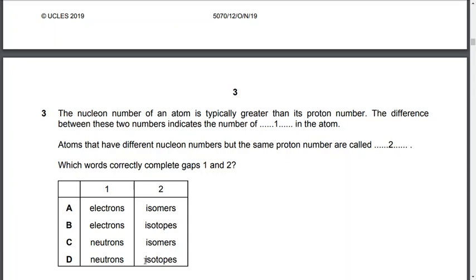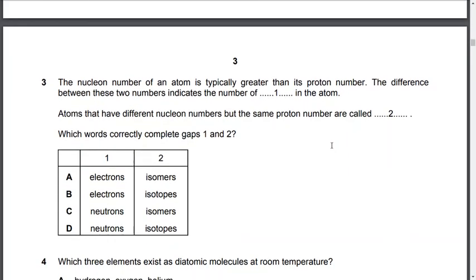Then coming to the second atom, carbon 13, the proton number is the same because it is carbon. We can easily say that proton number is not changed because it is the same element, carbon. But carbon 13 has 7 neutrons in it, and carbon 14 has 8 neutrons in it. So it's the neutrons that are changing, and carbon 12, 13, 14 are isotopes of carbon basically. So the answer is D.